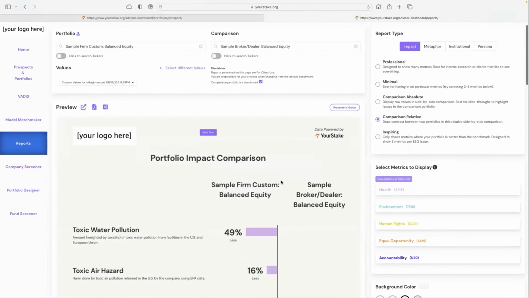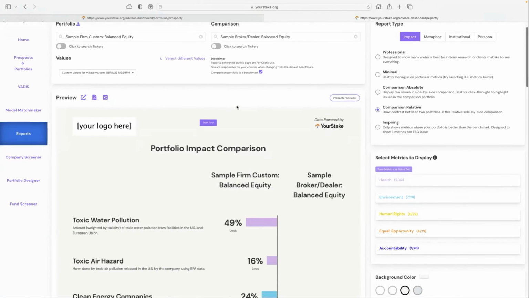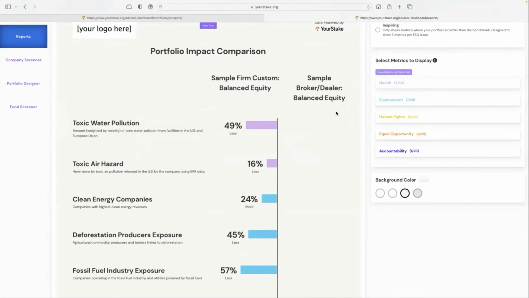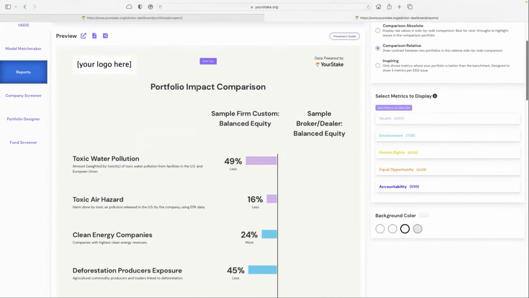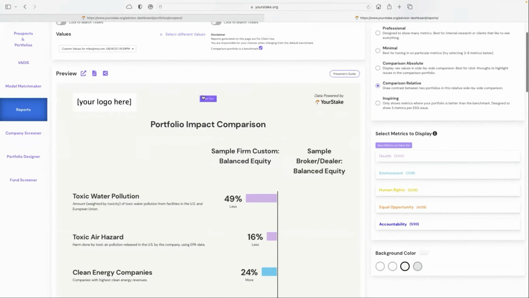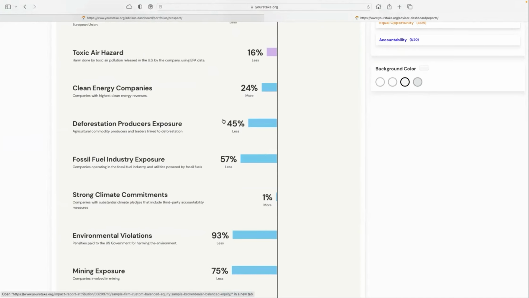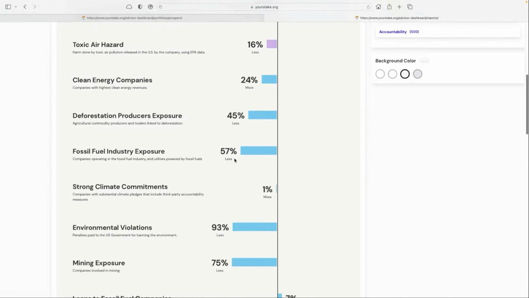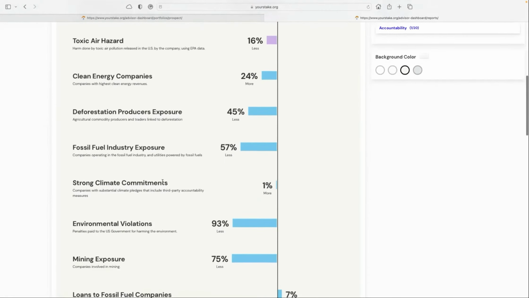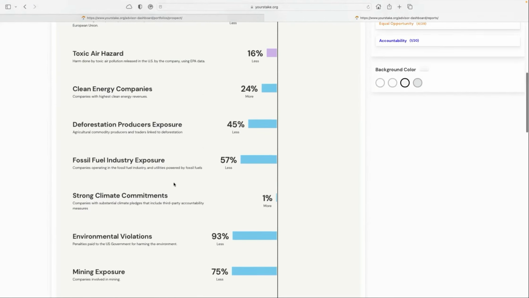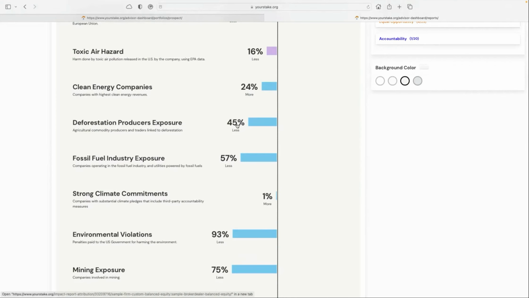And what we can do is load in their existing portfolio and then do a side-by-side comparison and say, hey, look, this is how your portfolio is currently invested right now. And in consideration of your values, this is how your portfolio could be invested if you were to bring that investment with us. And you can scroll down and start looking at, like, hey, I know you said, for example, deforestation was really important to you.